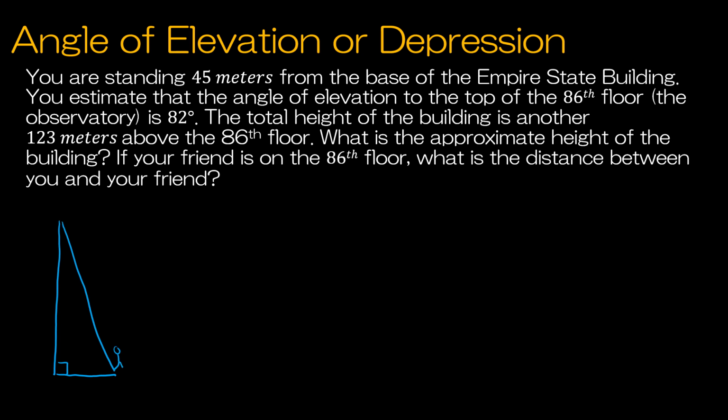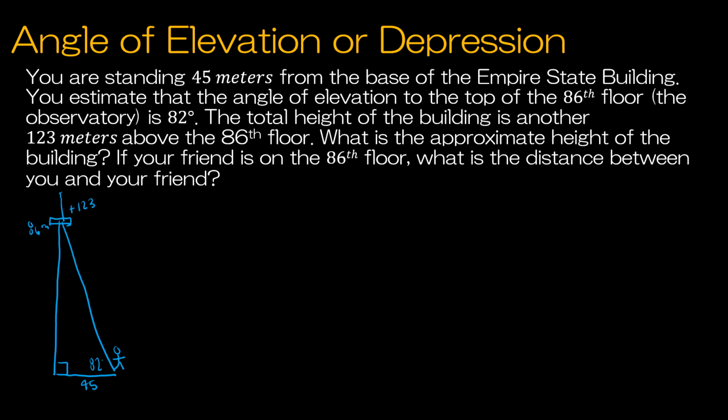So this is you. You're beautiful. This is 45 meters. My very long line is the Empire State Building. I'm not going to try to draw a picture of that. You estimate the angle of elevation to the top of the 86th floor is 82 degrees. I'm not sure how you're doing that, but well done. The total height of the building is another 123 meters above the 86th floor. So this is to the 86th floor, and then we've got plus 123 meters above that, above the observatory. Okay. What's the approximate height of the building?